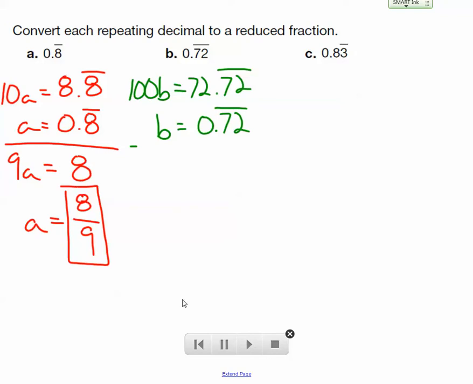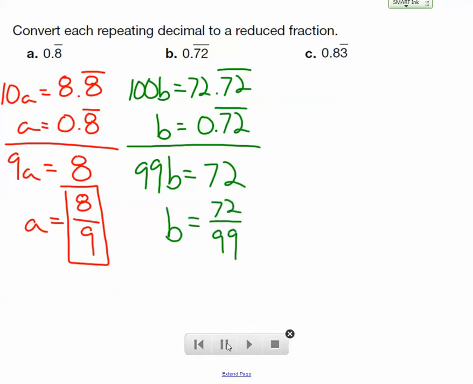And the same thing I did as last time, I'm going to subtract these two equations. I'll get 99B equals 72. 100B minus B is 99B. 72.72 repeating minus the 0.72 repeating is just 72. And then I'll solve this equation. Divide both sides by 99 and I'll have B by itself. I get 72/99ths.